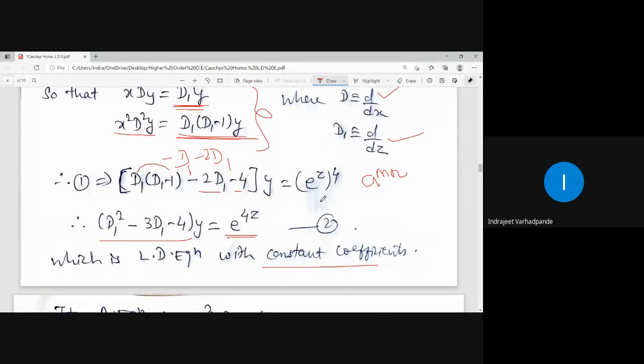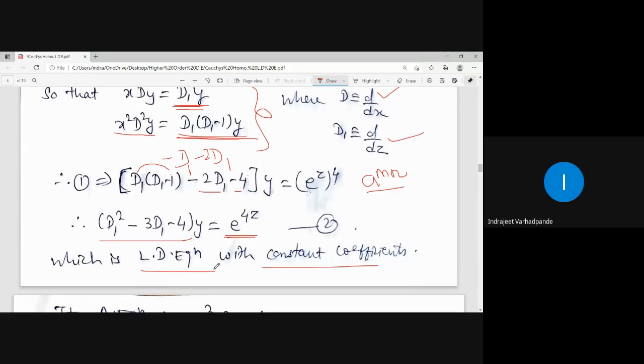In place of x I have to put e to the power z. So what is e to the power z to the power 4? e to the power 4z. By laws of indices, a to the power m whole raised to n is a to the power mn. So d1 square minus 3d1 minus 4 whole multiplied by y is equal to e to the power 4z, which is a linear differential equation with constant coefficients.